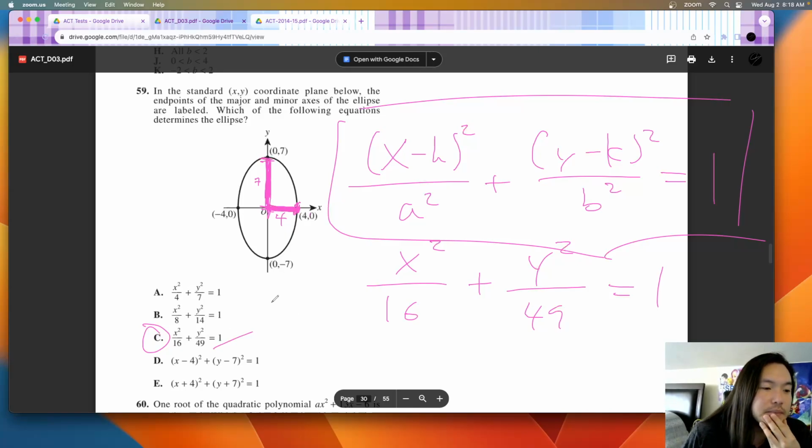And then here, the center is at 0, 0. That's why x minus 0 squared is definitely just x squared. y minus 0 squared is just y squared. So definitely know the circle equation.